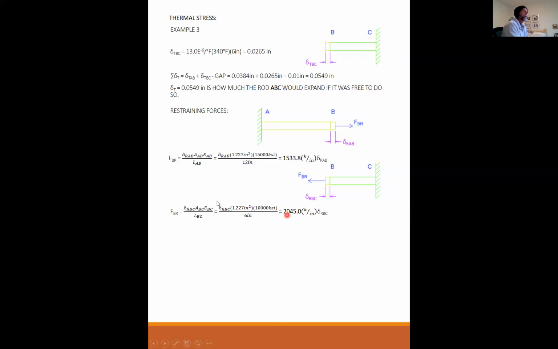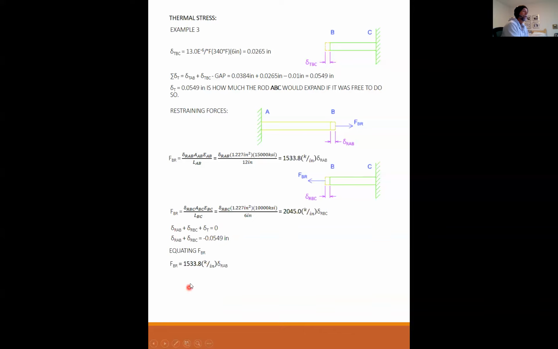I now have an equation that relates these two together because I know that delta RAB plus delta RBC, the two restraining deformations plus the total that it wanted to expand in the first place, all equals 0, because the overall length can't exceed the beginning overall length. So the net expansion plus the net contraction due to restraining forces brings it back to the original 0. So I can plug in what I know: delta RAB plus delta RBC, and I pull this to the other side as minus 0.0549.